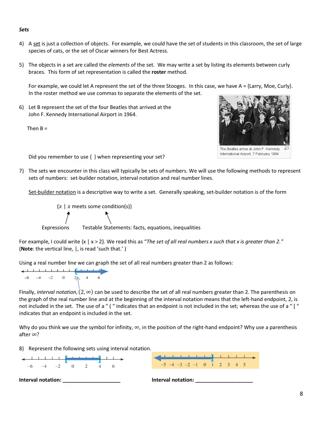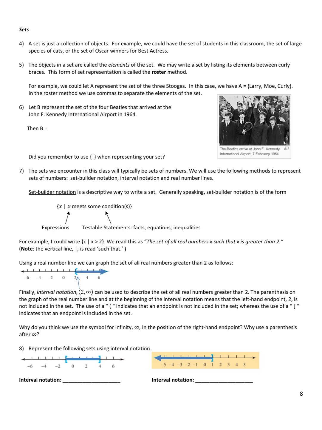Our next topic for this lesson is sets. A set is just a collection of objects. So for example, we could have the set of students in this classroom, the set of large species of cats, or the set of Oscar winners for Best Actress. The objects in a set are called the elements of the set. We can write a set by listing all of its elements between curly brackets, and this form of set representation is called the roster method.